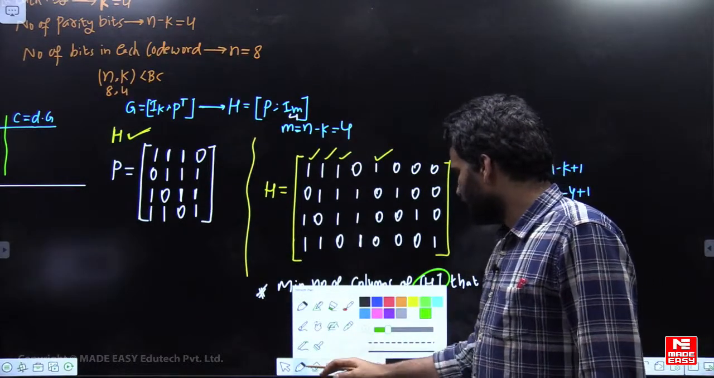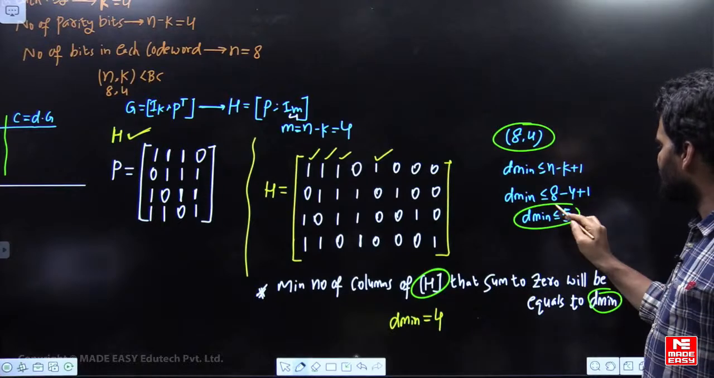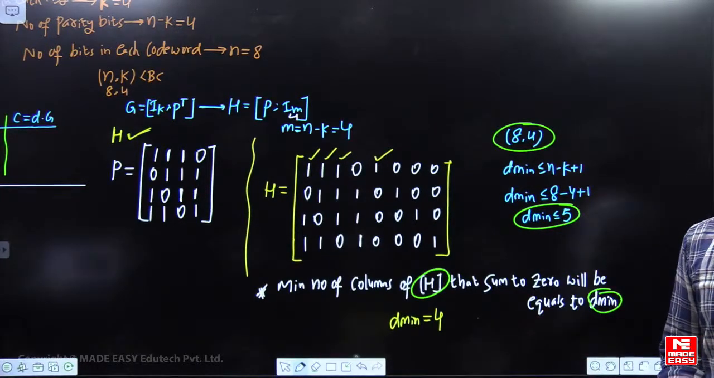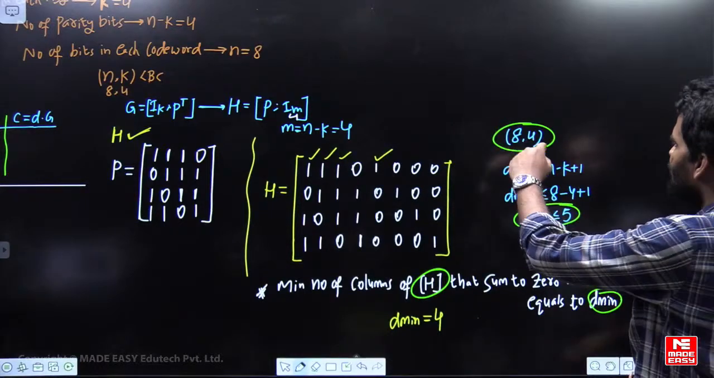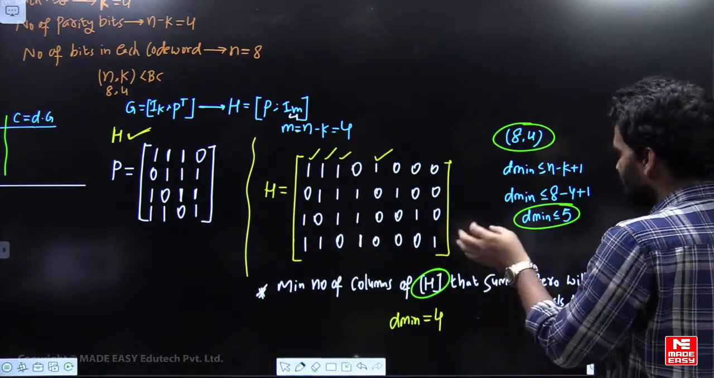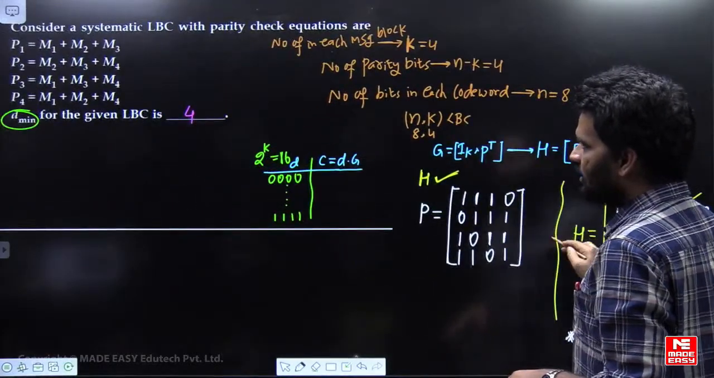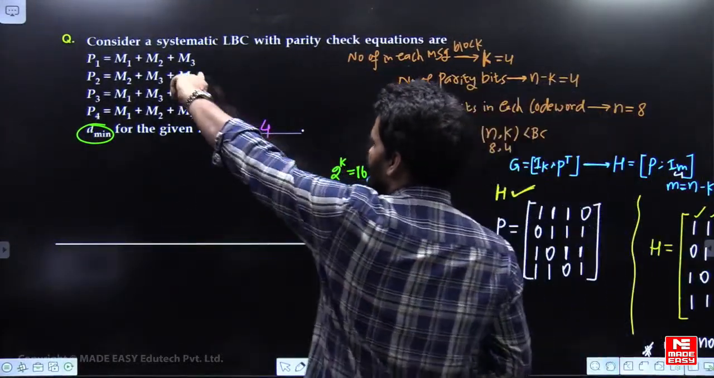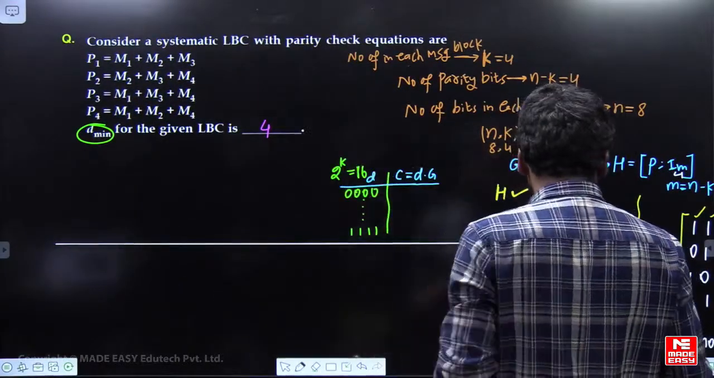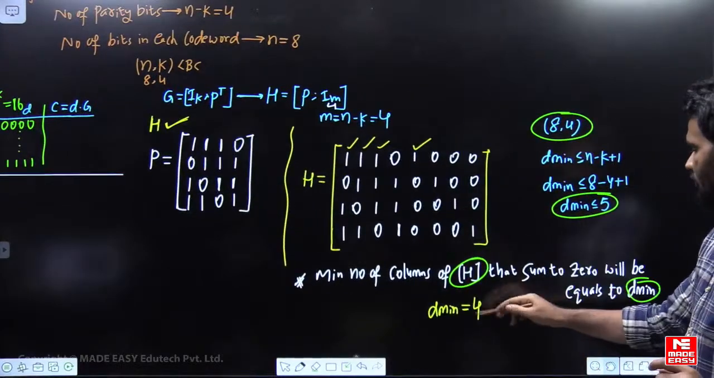Yes. So for the (8,4) LBC, the d min you can expect is definitely less than or equal to 5 only. Okay. It depends on how you are designing the (8,4) LBC. देखो, इस (8,4) LBC को डिजाइन करने के लिए what is the algorithm used here? This is the algorithm we are using to design this (8,4) LBC, and for this algorithm, we are getting d min equals 4.